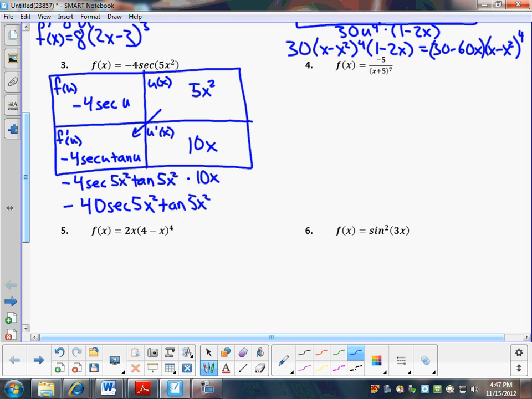Sometimes we need to rewrite our polynomials, or our functions. They look a little bit different. In this case, negative 5 times (x plus 5) to the negative 7th power.